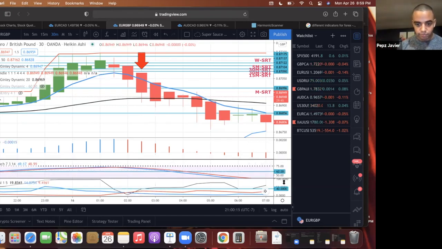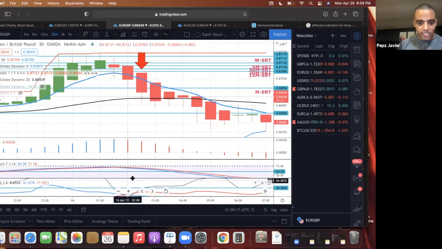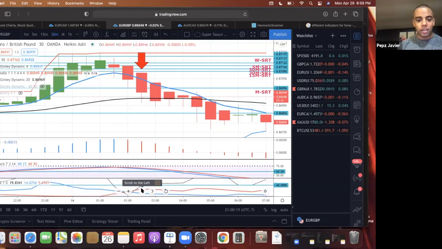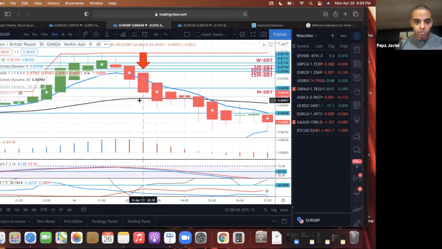Then we want to see our DMI. We want red over blue, which we do have, and the price's momentum to be at least at the 40, which we do have. So all of our confirmations line up.